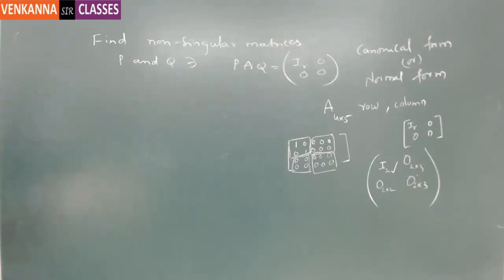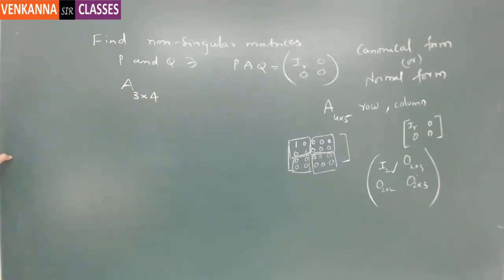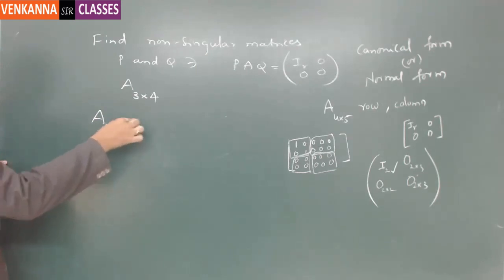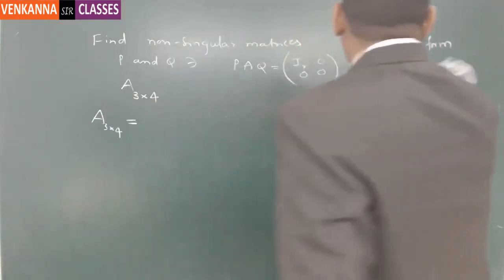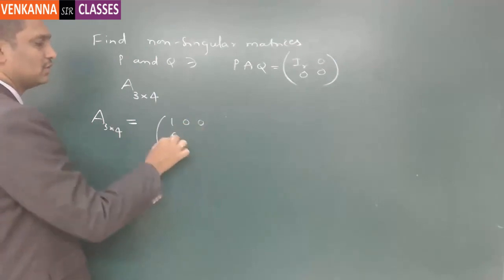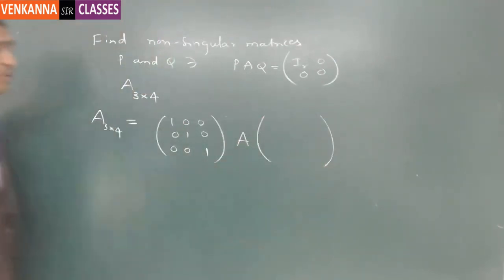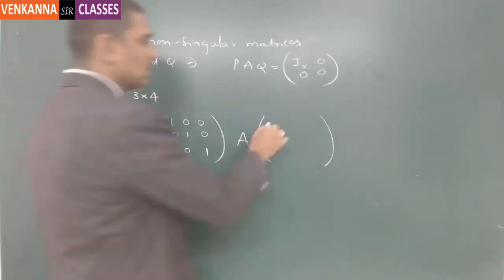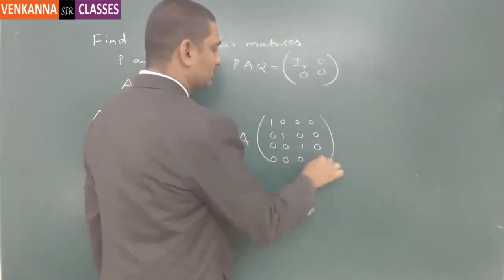So for this, the simple procedure is as follows. Suppose we have taken the matrix as A of order 3 by 4. You write A 3 by 4, with number of rows 3 and number of columns 4. So you will take two identity matrices: 1 0 0, 0 1 0, 0 0 1. You take A as it is, and here you take a 4 by 4 identity matrix because there are 4 columns: 1 0 0 0, 0 1 0 0, 0 0 1 0, 0 0 0 1.